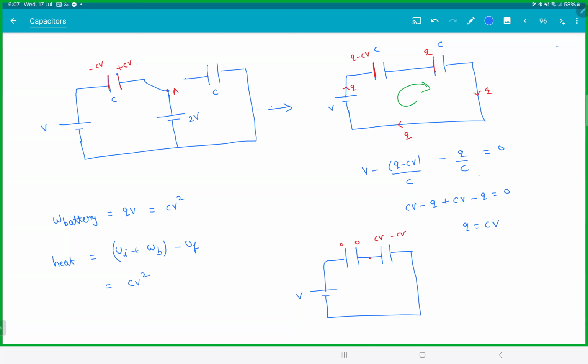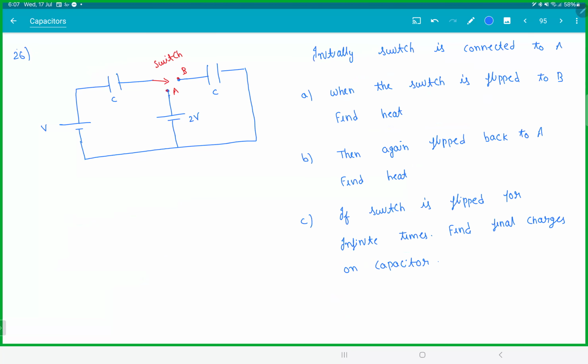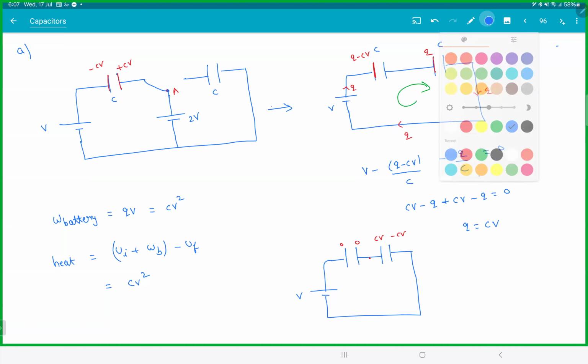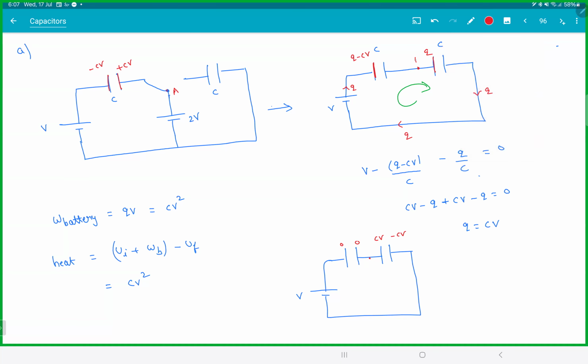Clear? Initial is connected to it. Okay. This is the first part. Now you're flipping the switch back to A. Now what? The switch got connected to B here. A is just hanging in the air. Now if you flip the switch back, what is the heat produced?